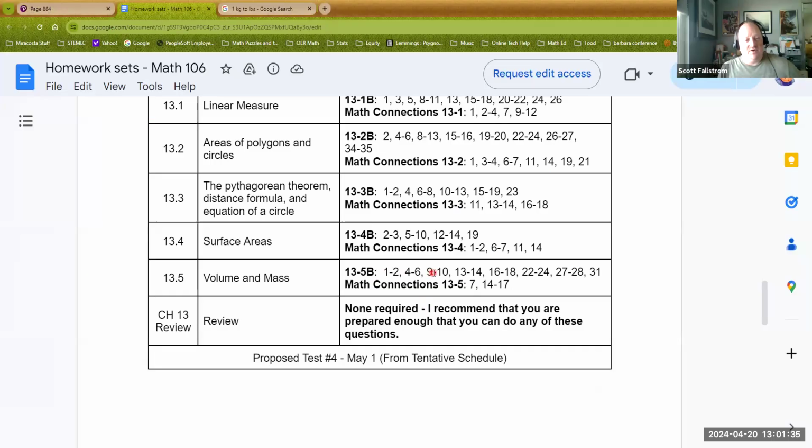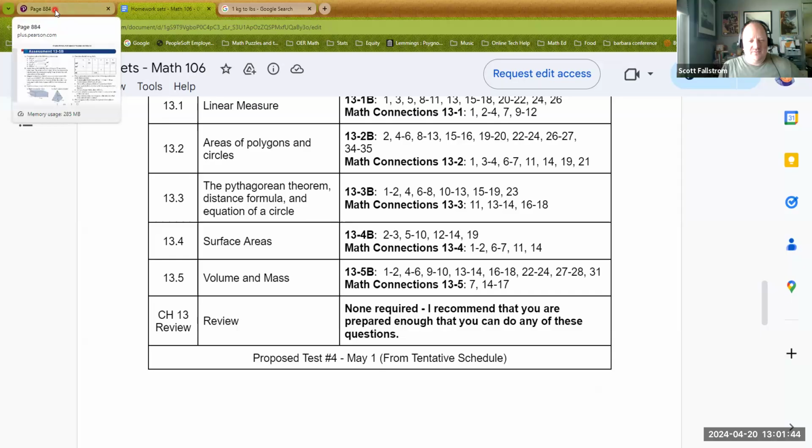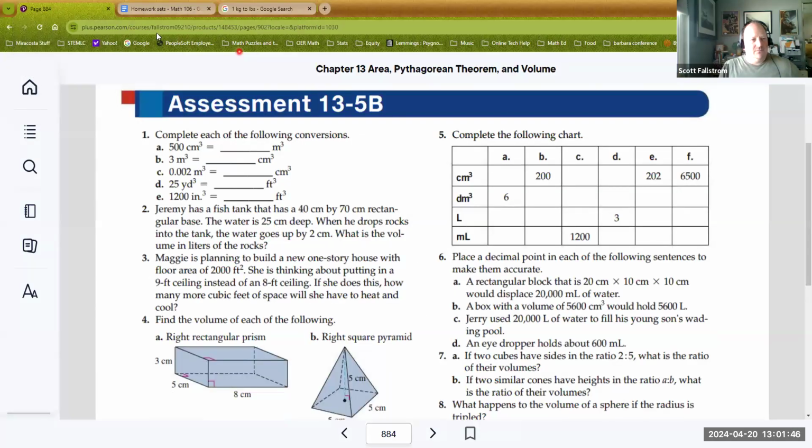We have quite a few questions here because this is the section that honestly is probably the most challenging for everyone. So I've assigned additional questions so that you have more practice. We're going to go 1 to 2, 4 to 6, 9 to 10.